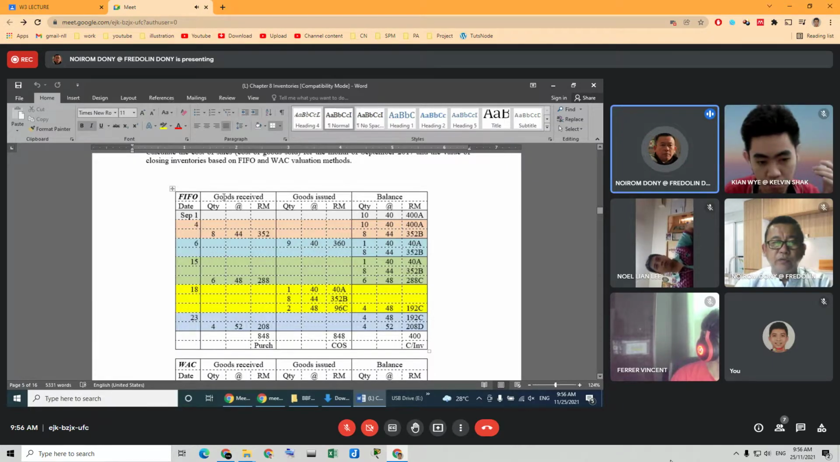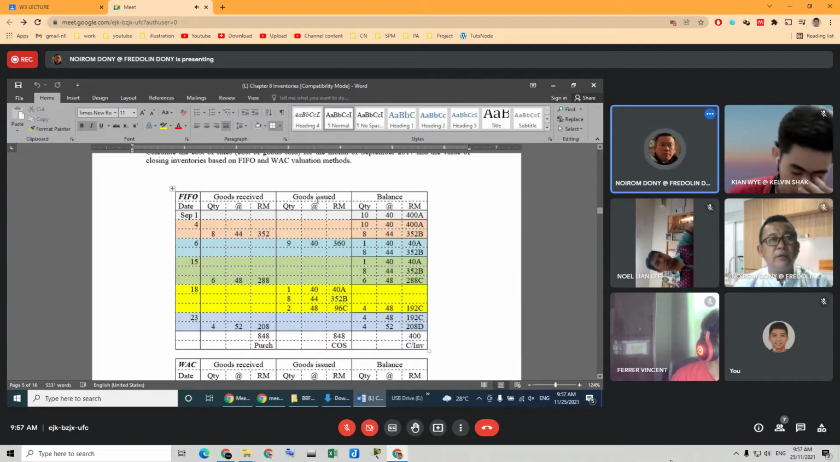The goods received column stands for purchases, because when you purchase, you're receiving the quantity, isn't it? And the middle column, the goods issued column, stands for sales, because when you sell, you are issuing the quantity to the customer, isn't it? And the last column stands for the balance, like what we have in the transaction, illustration number 1.